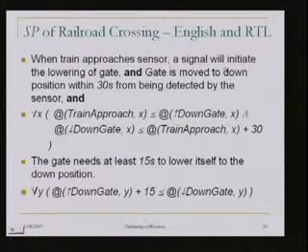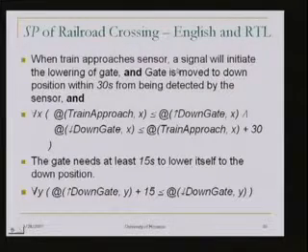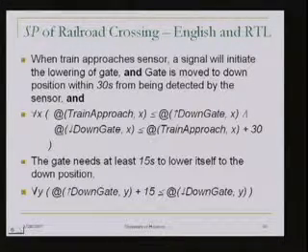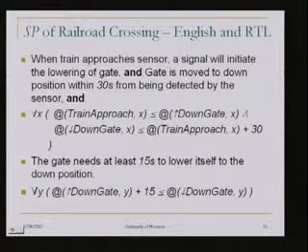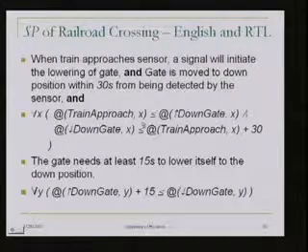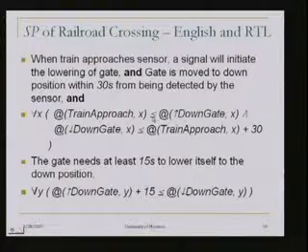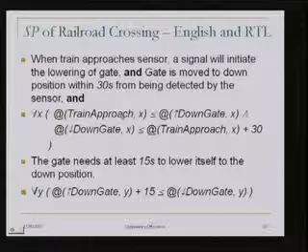Okay? So here is what we are going to say. When the train approaches the sensor, a signal will initiate the lowering of the gate, and the gate is moved down to the position within 30 seconds from being detected by the sensor, because it takes 45 seconds for the train to arrive. So with 30 seconds, we have a 15 seconds buffer zone. So the gate will be completely down before the train arrives. So this is specified in real-time logic. Okay, you see, the less than or equal is because all these real-time logic indicates integer time.